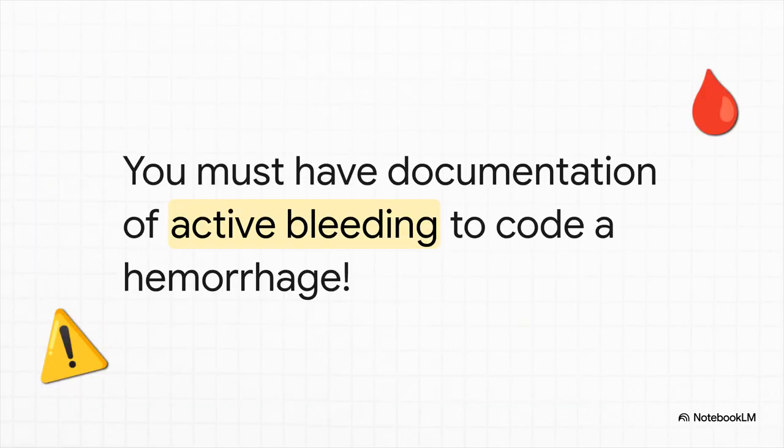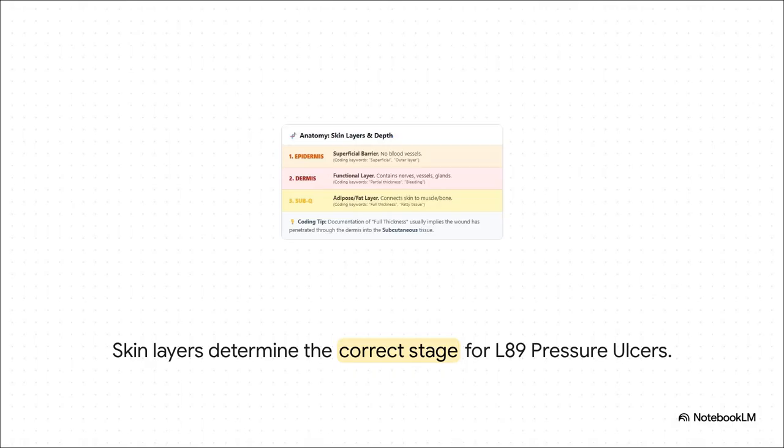But right here is your first major exam trap. You absolutely cannot assume active bleeding just because there's an ulcer in the chart. Your cheat code: you literally must see explicit provider documentation of active bleeding to legally code a hemorrhage. No active documentation, no hemorrhage code. Simple as that. And this brilliantly illustrates our move to Level 2, the skin and subcutaneous tissue.